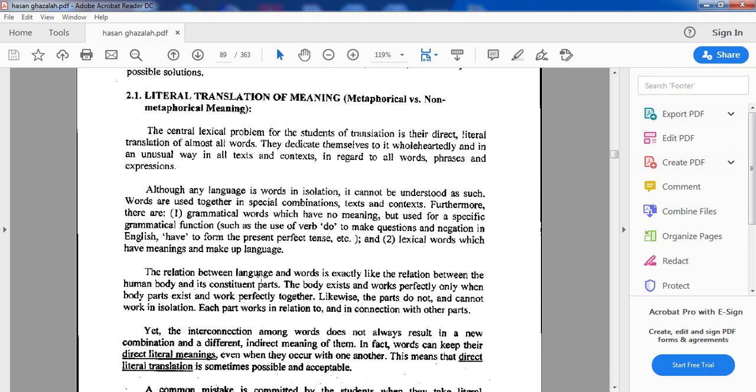So the relation between language and words is exactly like the relation between the human body and its constituents. Actually this is a good example. Yes, you have got a human body, but without those parts, you cannot have a human body.